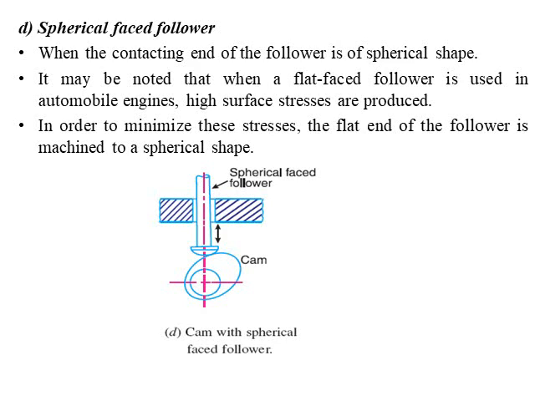Coming to the last type, we have the spherical faced follower. When the contacting end of the follower is a spherical shape, it is called a spherical faced follower, as can be clearly seen in the sketch. Now, it can be noted here that when a flat faced follower is used in an automobile engine, as was discussed earlier, because it is flat, the surface contact area is more, and the stress will also be more. But by using spherical shape followers, this can be reduced to a very large extent.